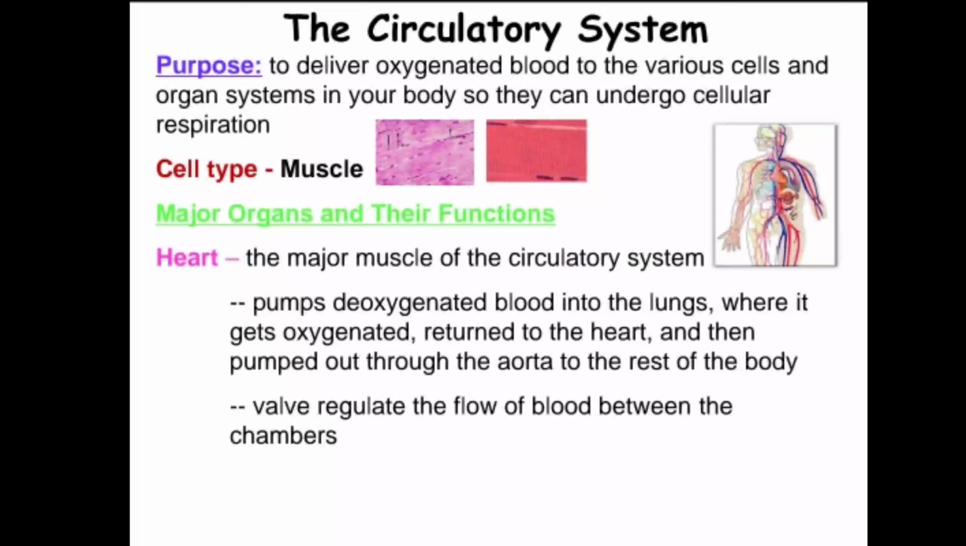The circulatory system. Purpose: to deliver oxygenated blood to the various cells and organ systems in your body so they can undergo cellular respiration. Cell type: muscle. Major organs and their functions.